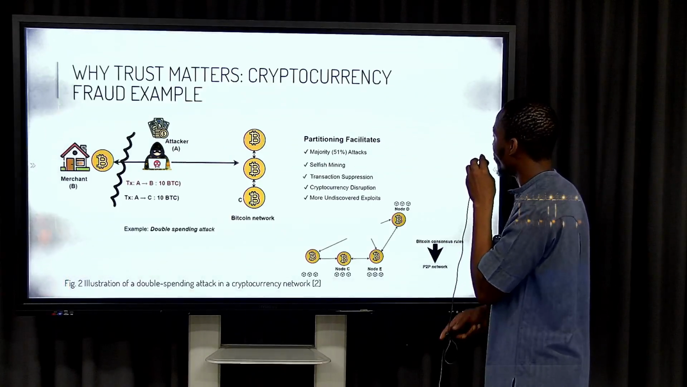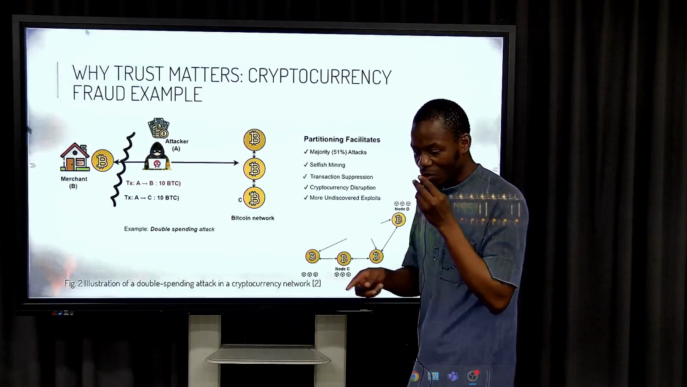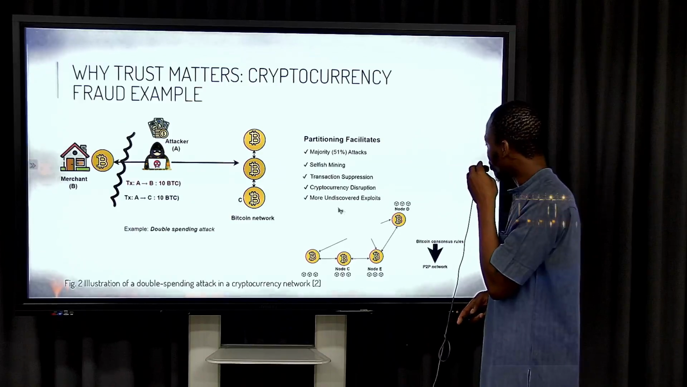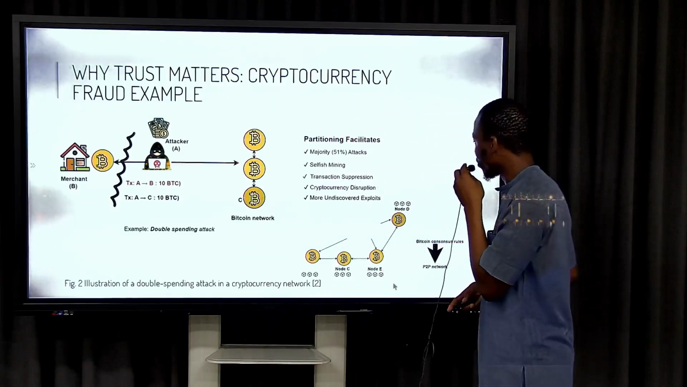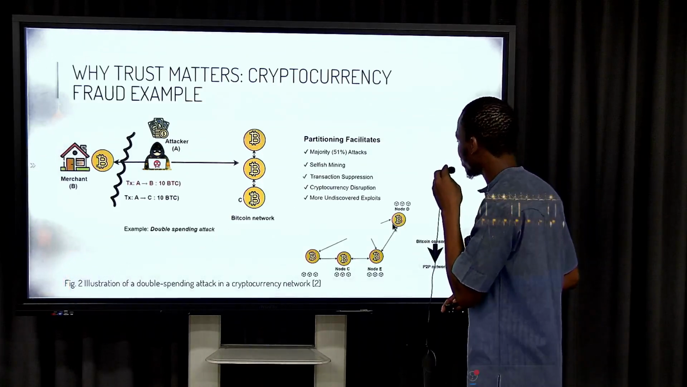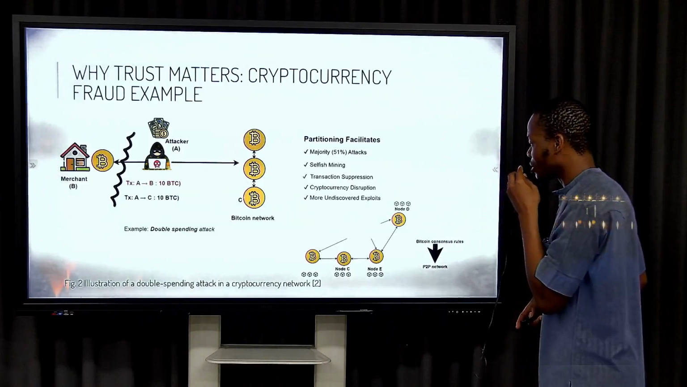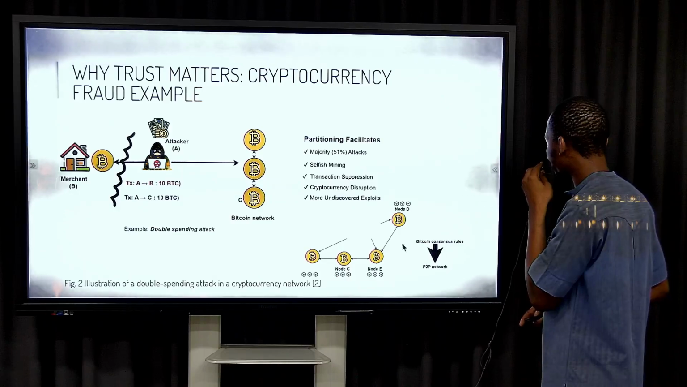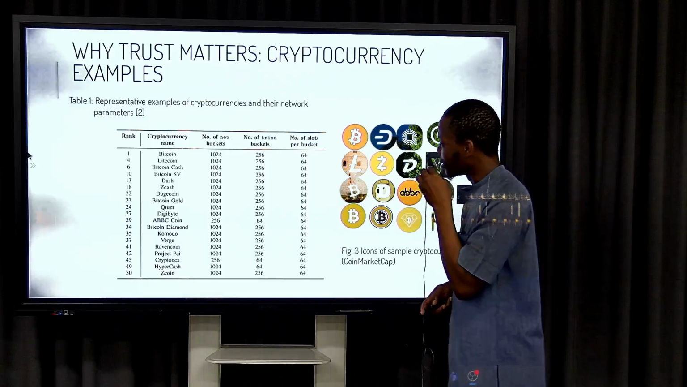Partitioning facilitates majority 51% attack, selfish mining, transaction logs or transaction suppression, cryptocurrency disruption, and more undiscovered exploits. Let me note, cryptocurrency is just one of the applications of blockchain. As you can see, crypto is just a digital wallet, that is, a digital currency that is spent on the internet. So from here, you can see an illustration of a double spending attack in a cryptocurrency network. So P2P is peer-to-peer.